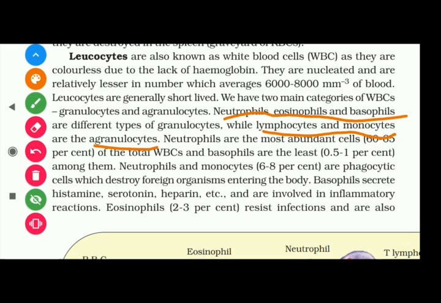Granulocytes and agranulocytes are also divided into different forms. Neutrophils, eosinophils, and basophils, these three are the granulocytes. Lymphocytes and monocytes are the agranulocytes, and both granulocytes and agranulocytes are different types of the leukocytes. Understand all of you?